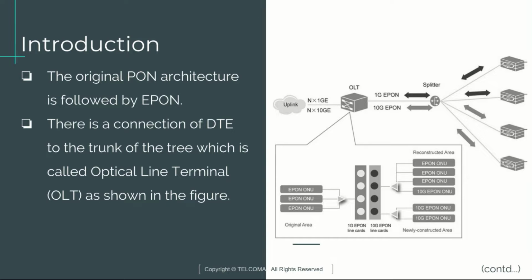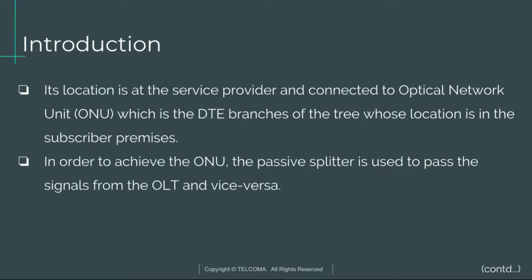There is a connection of DTE to the trunk of the tree, which is called optical line terminal as shown in this figure. Its location is at the service provider and connected to the optical network unit, which is the DTE branches of the tree whose location is in the subscriber premises. In order to reach the ONU, the passive splitter is used to pass the signals from the OLT and vice versa.